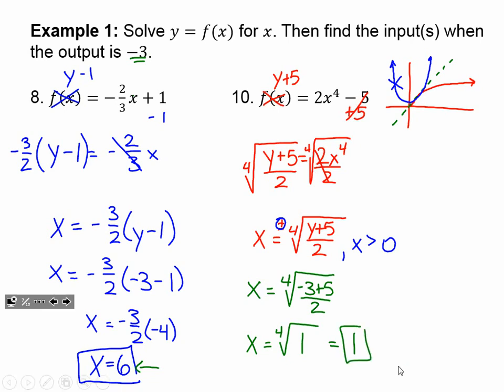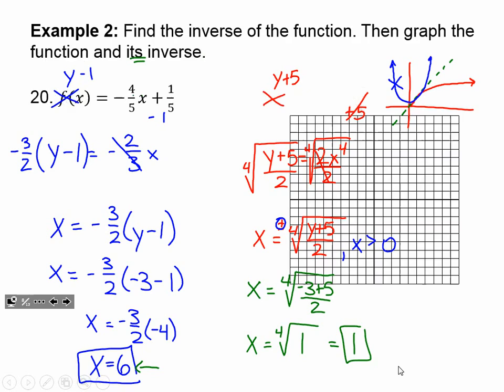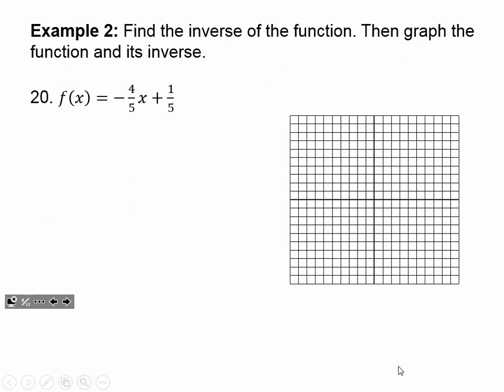So I'll check that work. Let's see, does x equal 1? Well, if I plug that into my original, 2 times 1 to the 4th, that's 2 times 1, and then minus 5. Sure enough, that's a negative 3. So the output is negative 3 when that input is positive 1. Anytime we can break these functions down, instead of saying x's and y's, sometimes that's a little bit unclear. Inputs and outputs are a nice way of solidifying what they mean.